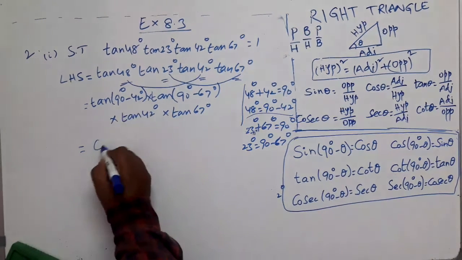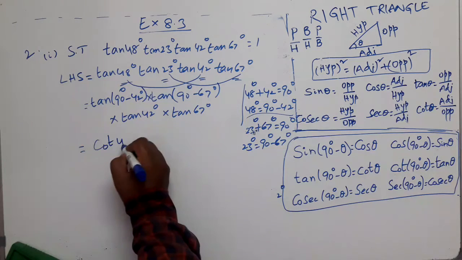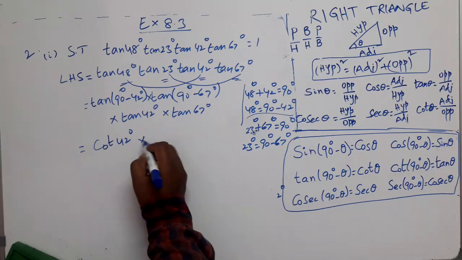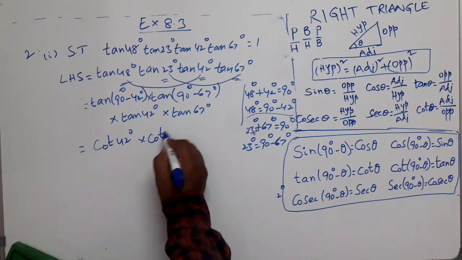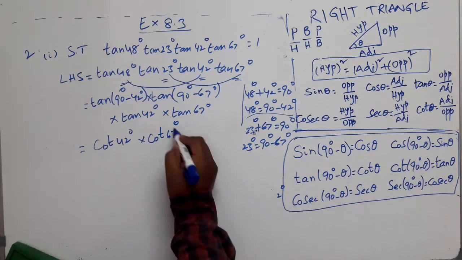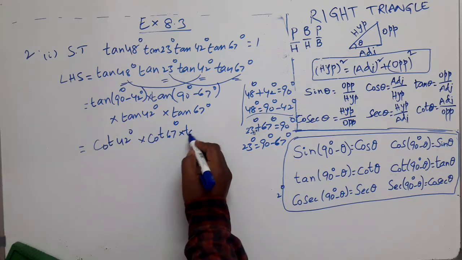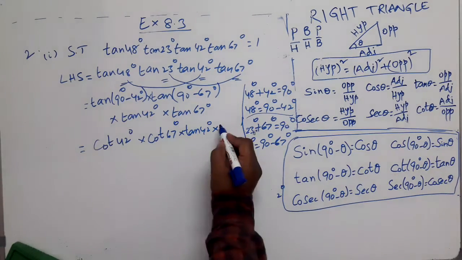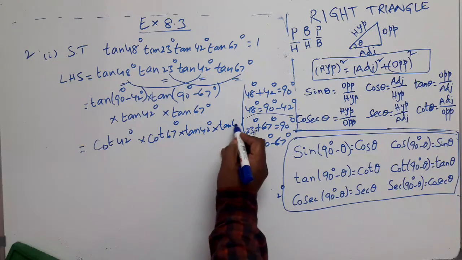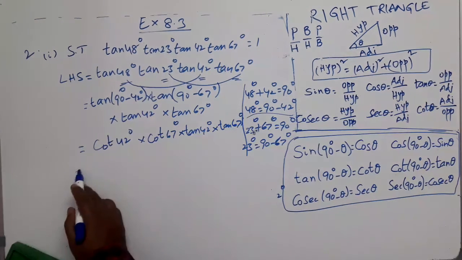So I can write this as cot of 42 degrees multiplied by, in the same way, tan 90 degrees minus 23 degrees. This is also the same form. Again, cot theta, cot of 67 degrees multiplied by tan 42 degrees. I am writing as it is the remaining two terms, multiplied by tan 67 degrees. I am leaving it as it is.